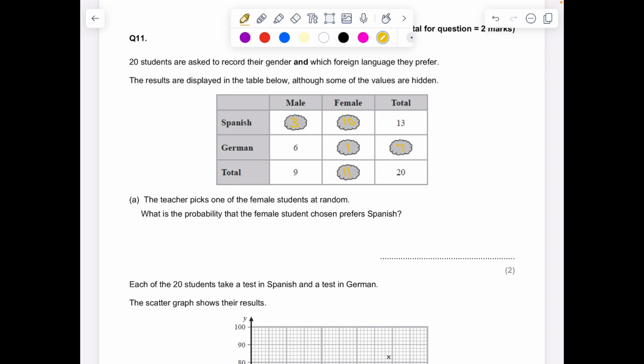Now that I've filled it in, I can read the question. What is the probability that the female student chosen prefers Spanish? So it's only out of the female students. So I've got 11 female students in total. So it's going to be out of 11, and 10 of them prefer Spanish out of 11. So it's 10 out of 11. You do not put it out of 20 because it says already that they're only picking from the female students, and there are only 11 female students.